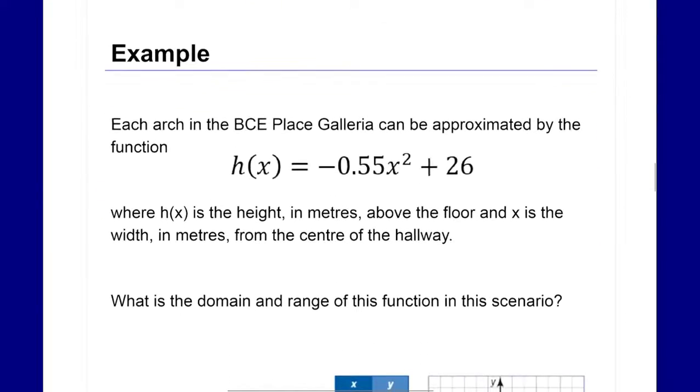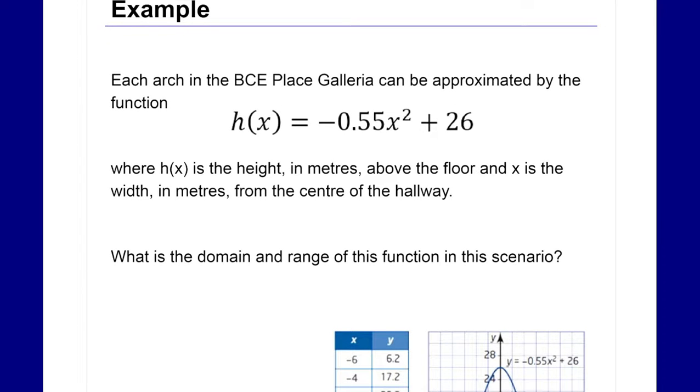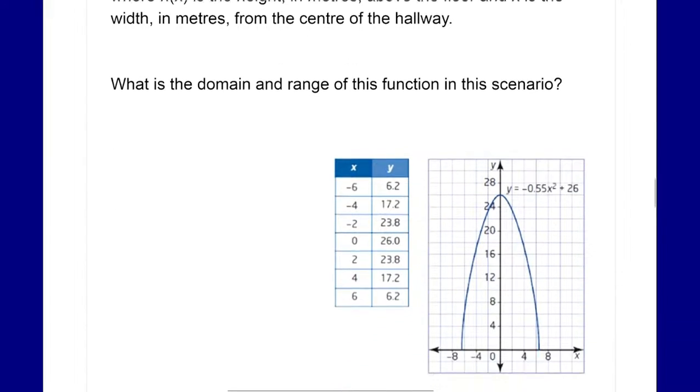Right, so for example, each arch in the BCE Place Galleria can be approximated by the function h(x) = -0.55x² + 26, where h(x) is the height in meters above the floor and x is the width in meters from the center of the hallway. So we want to think about what is the domain and range for this function in this scenario.